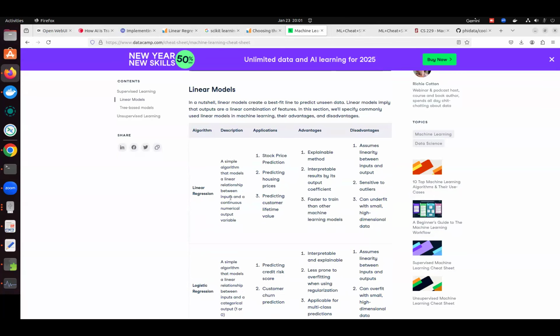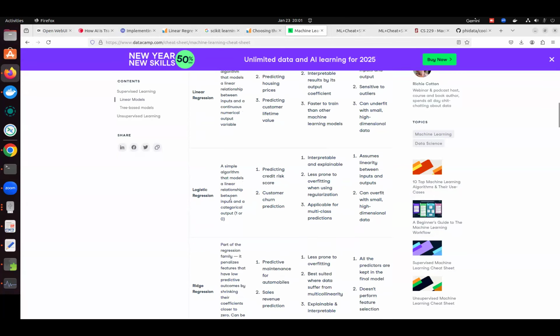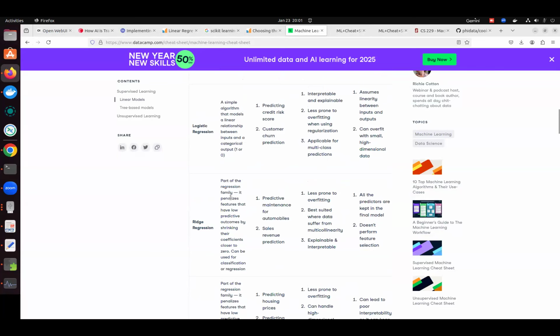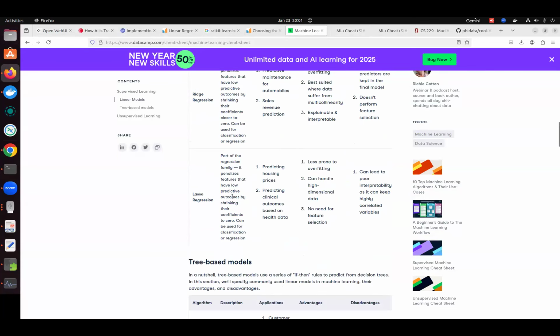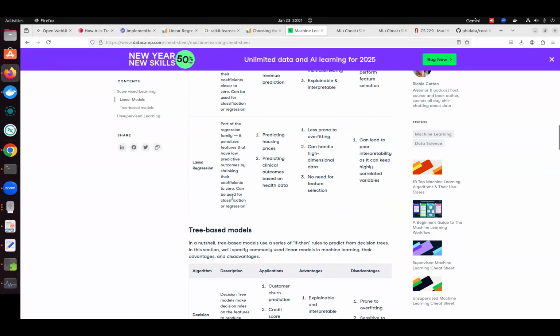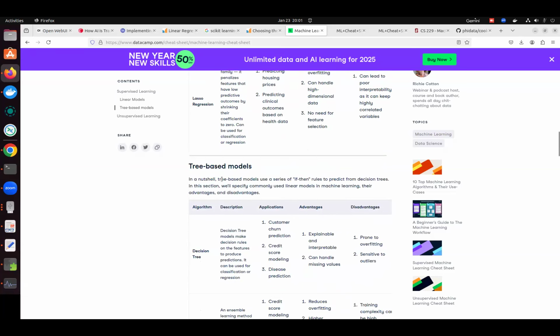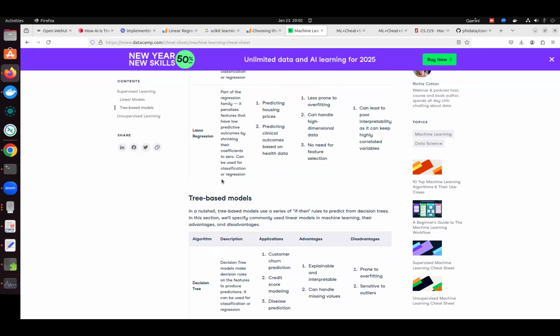So this particular report or write-up gives you various algorithms and what are the advantages, disadvantages, and descriptions. So it will give you a jump start into the world of machine learning. Of course, the math is very much important, but sometimes the need you have in you drives you towards learning that math.